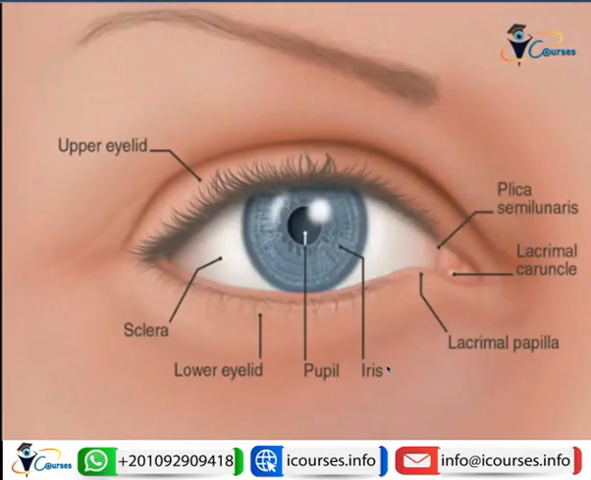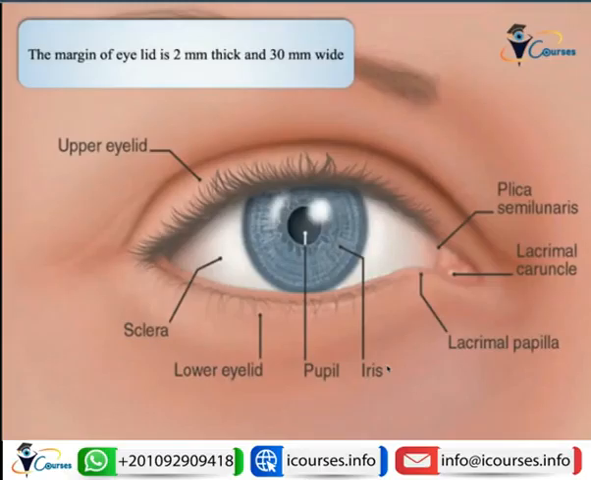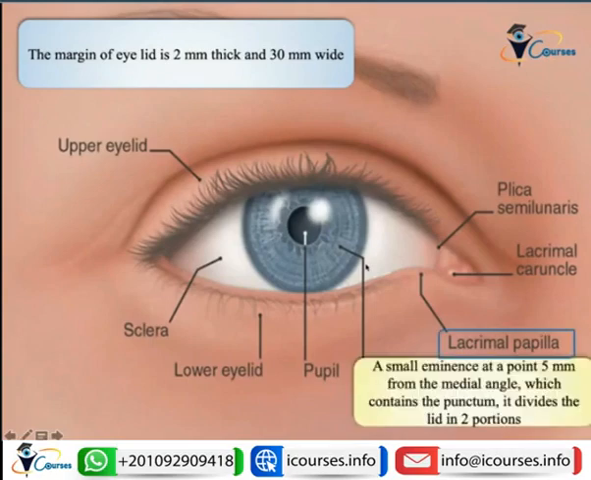As we discussed in the orbit, we started the discussion of the orbit by mentioning the anatomy of the orbital margin. So here we will start the anatomy of the eyelid with the lid margin. The lid margin is about 2 millimeters thick and 30 millimeters wide, and it consists of two parts. These two parts are divided by an eminence, an elevated area at the medial part of the eyelid margin, called the lacrimal papilla.